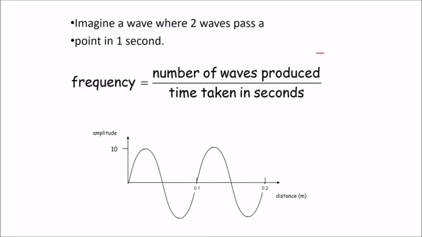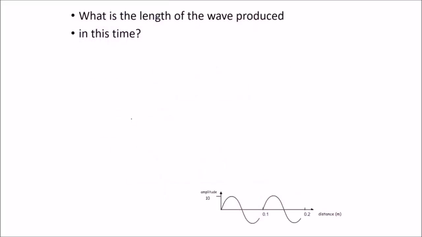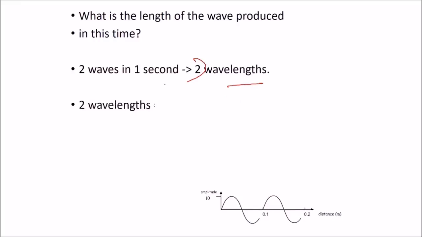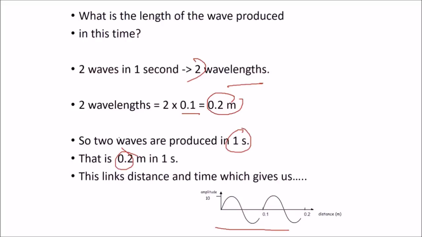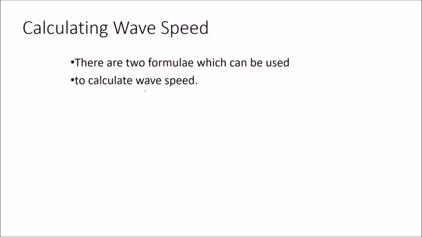Imagine a wave where two waves pass a single point in 1 second. Frequency is the number of waves produced divided by the time taken in seconds. We already know that. Say the frequency is 2 hertz. What is the length of the wave produced in this time? 2 waves in 1 second means you have 2 wavelengths. So 2 wavelengths, that means 2 × 0.1, 0.2 meter. So 2 waves are produced in 1 second, that is 0.2 meter in 1 second. This links distance and time, which gives us speed.